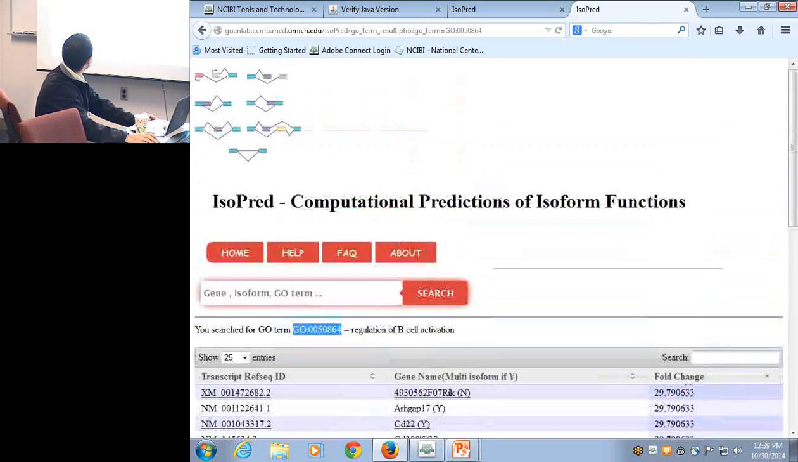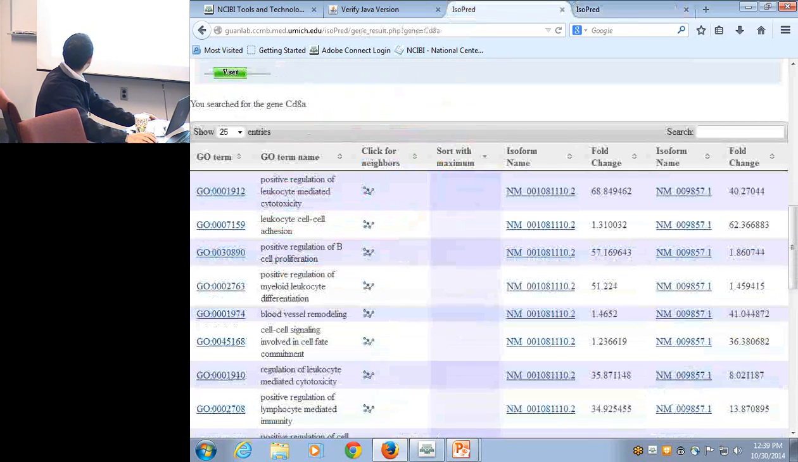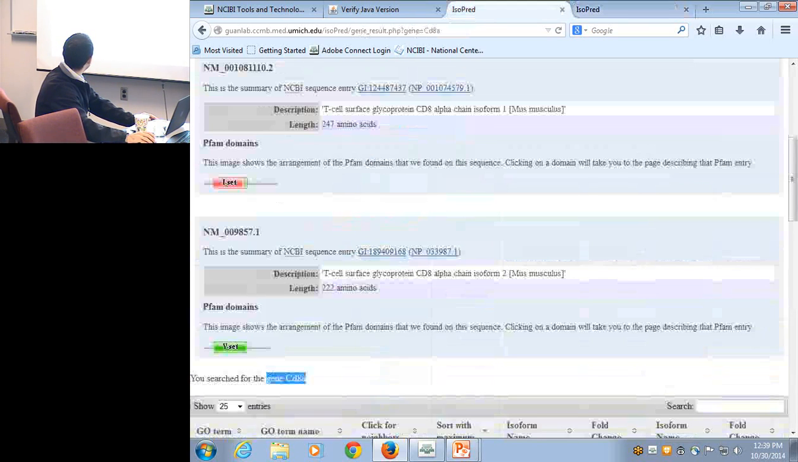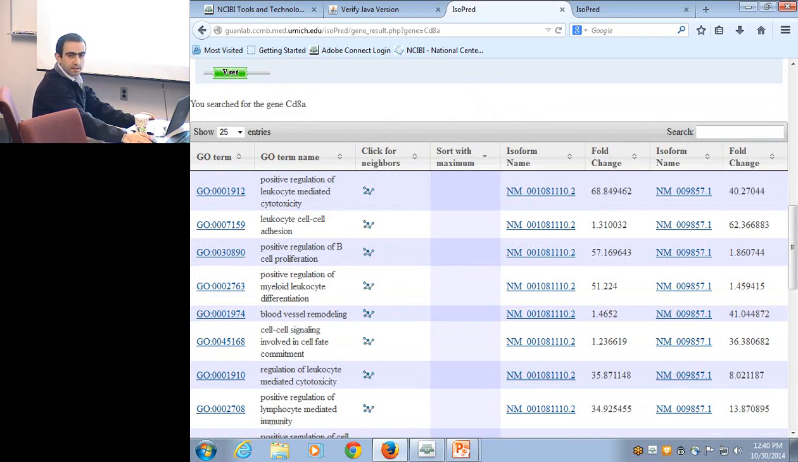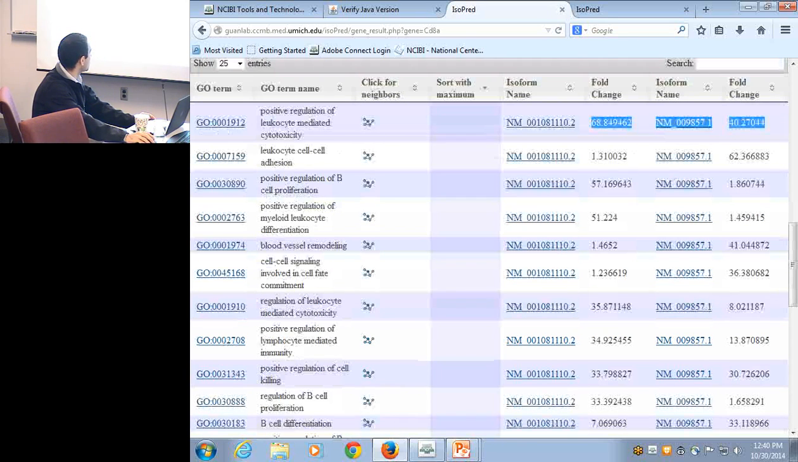I want to show another example. For this gene, the proteins are similar in length, but if you look at the predictions, for some of the terms both of them are predicted to be functional. For some, the second one is functional. For some, the first one is functional. For most of these examples, we couldn't find any evidence in the literature, or we don't have the means to test it out. But these are really interesting predictions showing very distinct results.